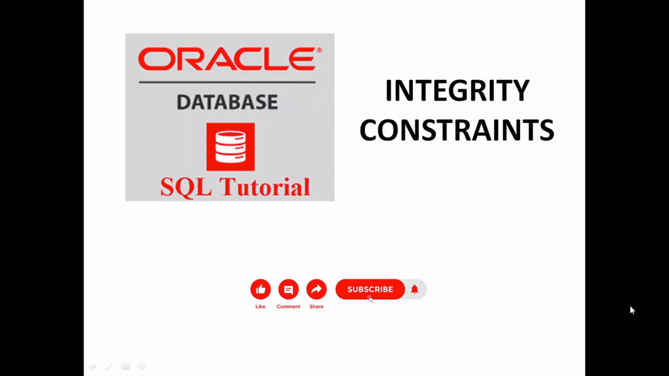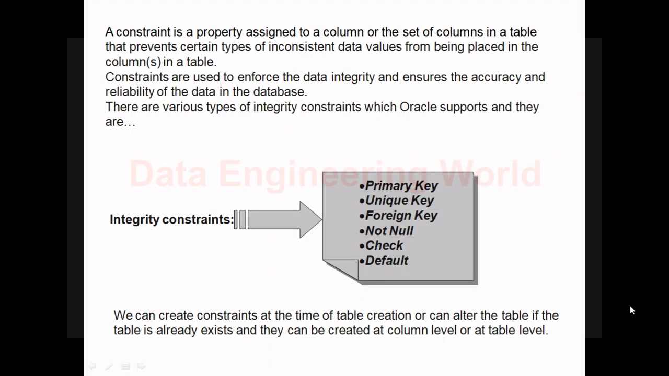Today we are going to discuss integrity constraints. A constraint is a property that is assigned to a column or to a set of columns in a table that prevents inconsistent data being placed in the table columns. Constraints are used to enforce data integrity and hence they ensure the accuracy and the reliability of the data in the database.